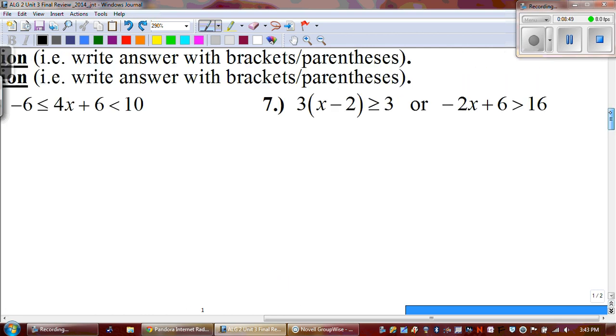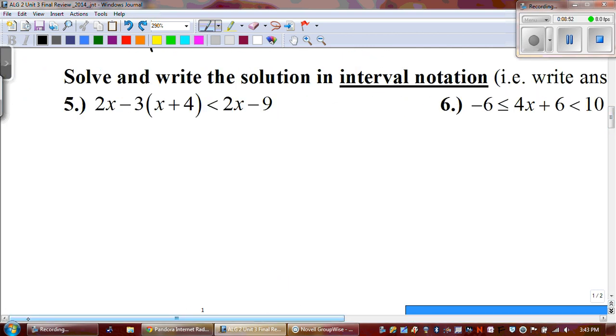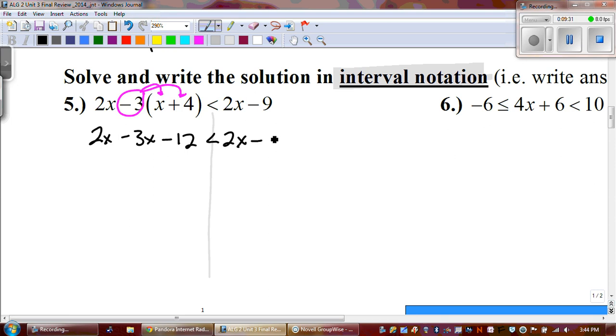All right. Next part. Now, it says to solve and write the solution in interval notation. Okay? And remember that interval notation includes writing your answers with the brackets or the parentheses. So there's our inequality. I'm going to draw the line down the center. And now let's go ahead and start solving. All right. So the first thing I notice is that negative 3, we're going to have to distribute that. And we get 2x minus 3x minus 12 is less than 2x minus 9.